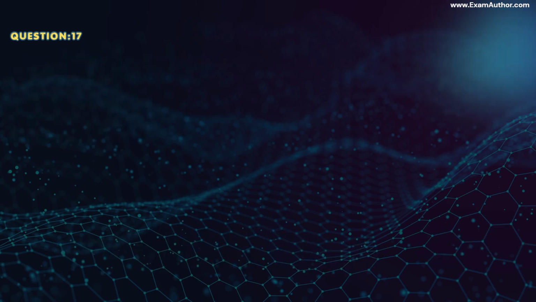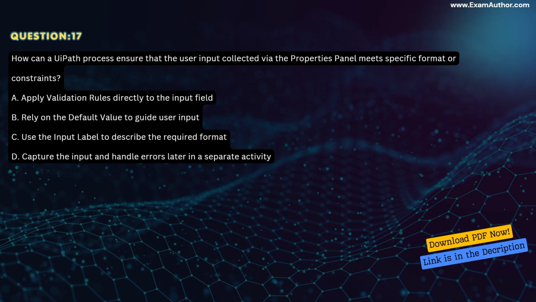Question 17. How can a UiPath process ensure that the user input collected via the Properties panel meets specific format or constraints? A. Apply validation rules directly to the input field. B. Rely on the default value to guide user input. C. Use the input label to describe the required format. D. Capture the input and handle errors later in a separate activity.